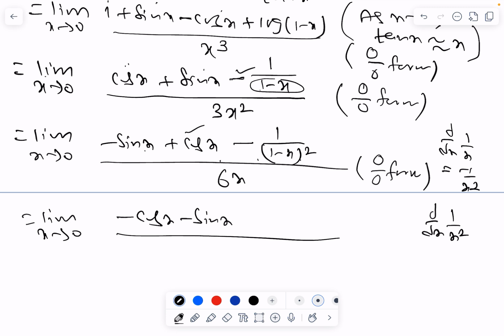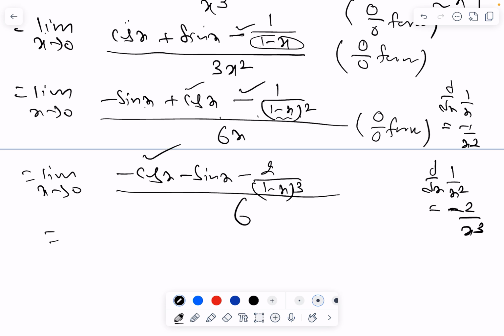We know derivative of 1 by x square is minus 2 by x cube. So this is minus 2 by (1 minus x) cube. But then again, negative sign is there. Derivative of 1 minus x is negative. So we have 3 times negative. 1 negative sign for this derivative, and 1 negative sign for derivative of 1 minus x. So total negative sign. And this is by 6. So this is 1. This is 0. This is a minus 2 and 6. So answer is 1 minus 1 by 3.